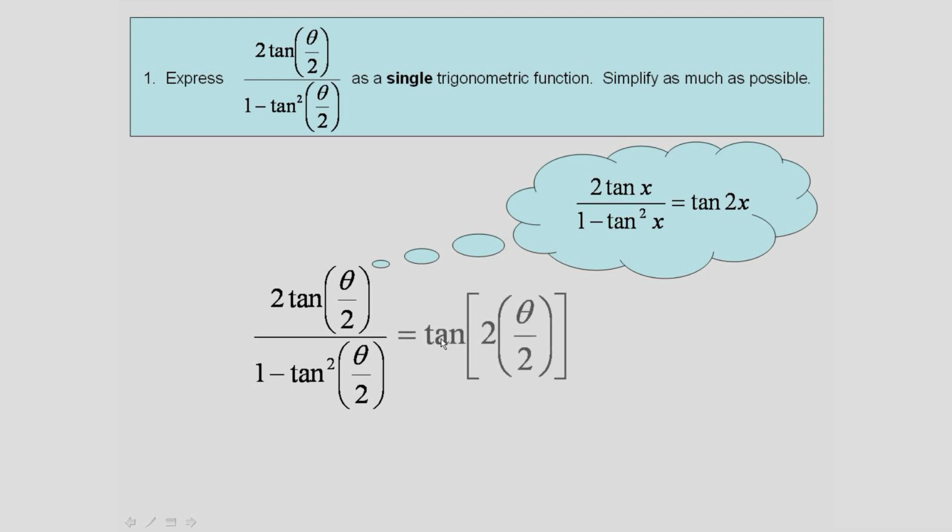So this actually equals the tan of 2 times theta over 2. Okay, instead of x, theta over 2. Now the nice thing is that 2 times theta over 2 is just theta, so we can write this as the tan of theta. And that's about as simple as it's going to get. A couple lines and Bob's your uncle. Moving on to question number 2.